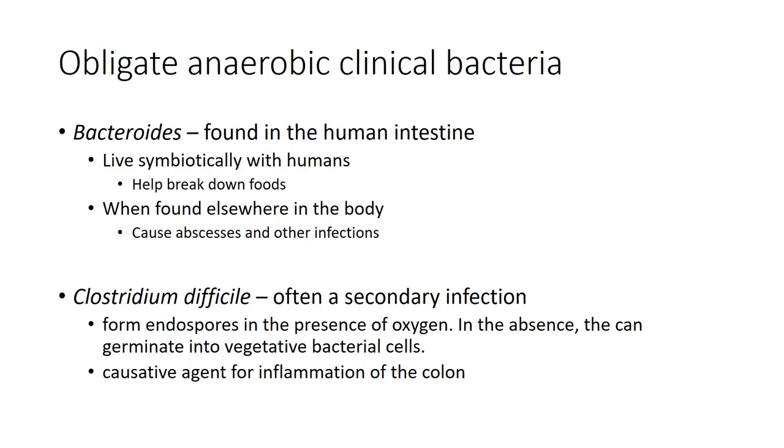Okay. Knowing where our bacteria fall will help us understand how they grow and how to grow them so that we can study them. So I have a couple of examples here that the textbook provides. The first one they call bacteroides. These are typically found in our intestines. Normally they grow symbiotically with us. They help break down our food, so ultimately they help provide us with various nutrients.